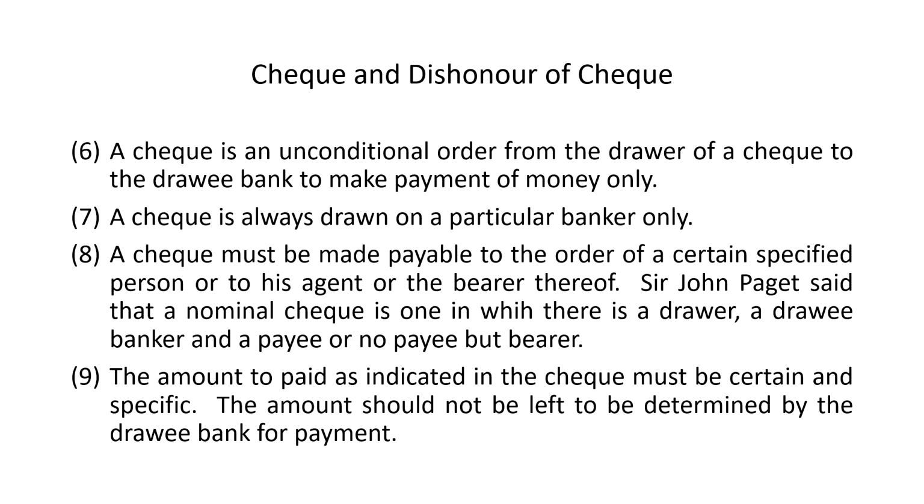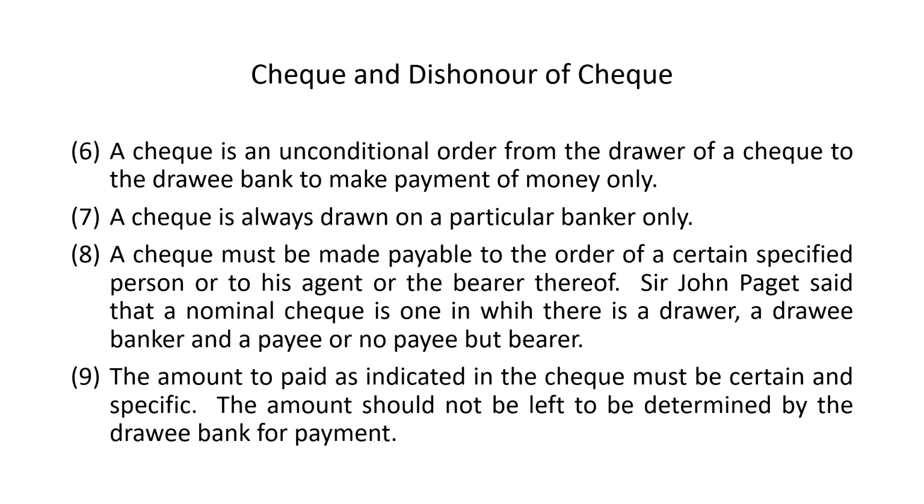The seventh one is that the check is always drawn on a particular banker only. As I have told you, the drawer and drawee are the customer and a specified banker. So one of the characteristics of a check is that a check is always drawn on a particular banker only.